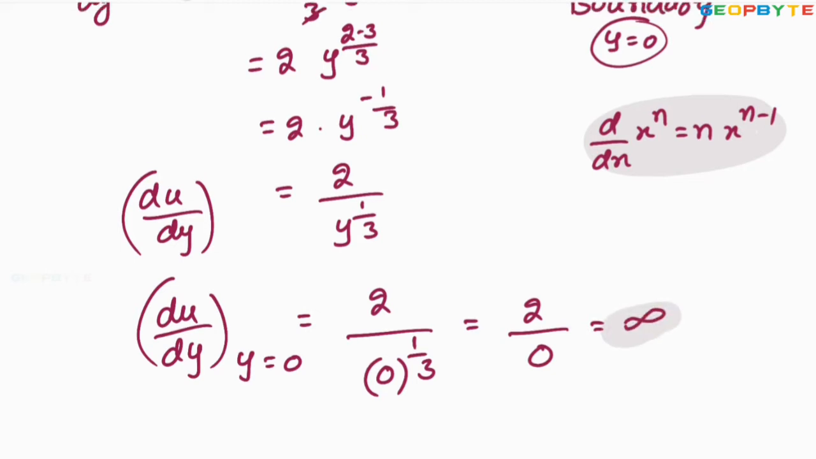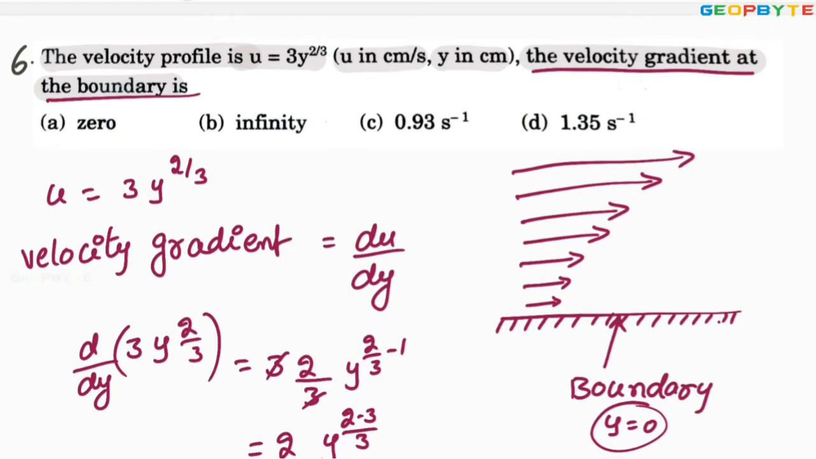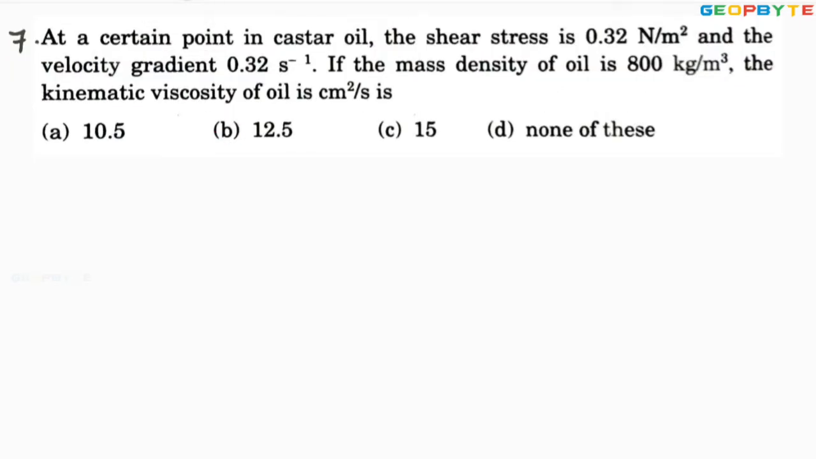That is the answer. Look at the options. Look at option B. Option B is infinity. Therefore, B is absolutely correct. I hope you got my point. Let us take one more problem. Look at the 7th problem.